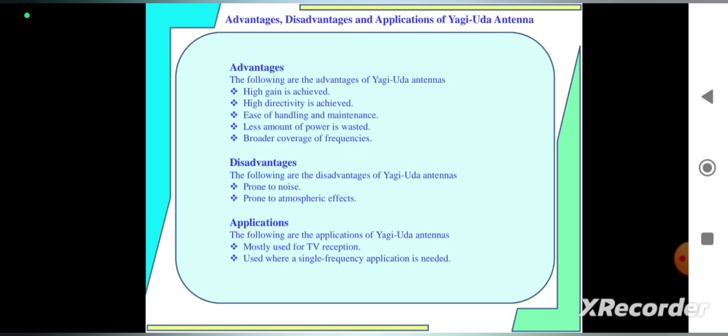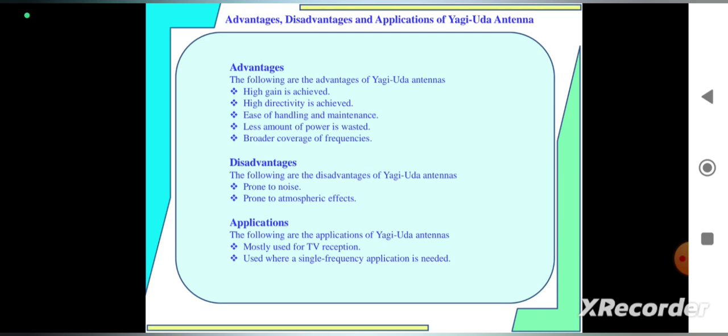Next, the Yagi-Uda antenna does not accept power at any even harmonics, that is second, fourth, etc., of the fundamental frequency. However, it works with a low value of VSWR, standing wave ratio, on odd harmonics, that is third and fifth. This is because the current distribution of lambda by 2 and 3 lambda by 2 antennas are almost similar.